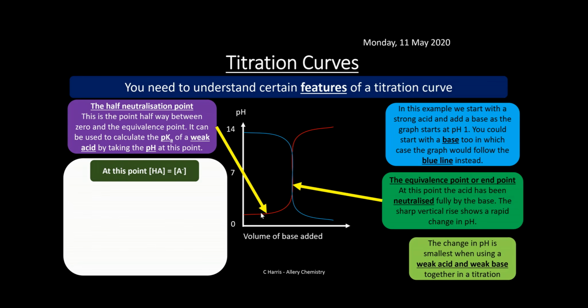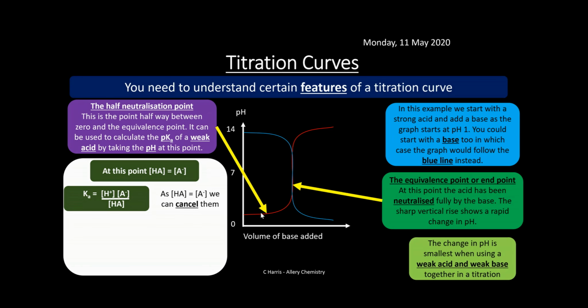pH of the substance. The reason why we can do this is we've looked at deriving it from an equation. At this point, the half neutralization point, which is not the same as an end point, remember, the concentration of acid equals the concentration of the base that's in that solution. So that's quite an important point there.